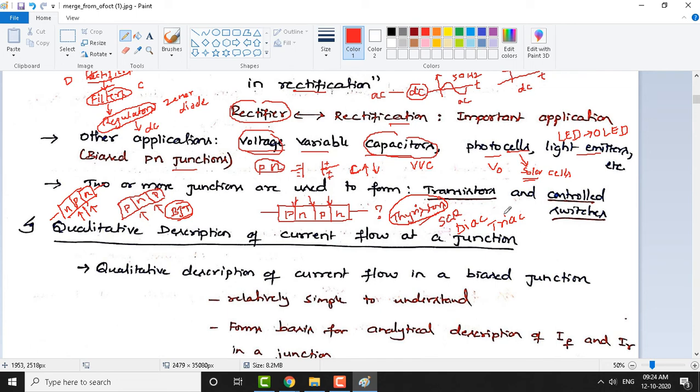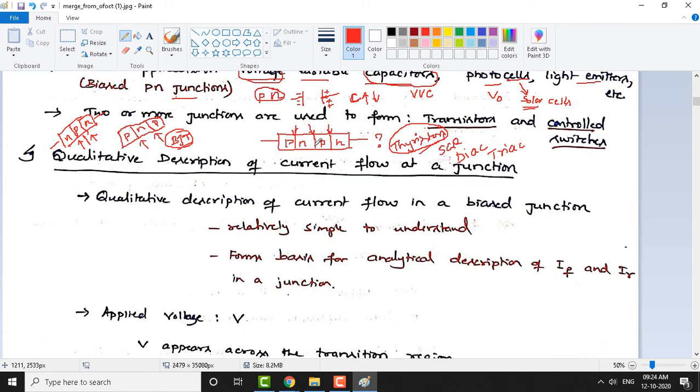Okay. So these are the devices which have got 3 junctions and 4 regions. There can be even NP also. Okay, and will you study this? The characteristics, the working principle, everything in power electronics. Okay, so these devices are an extension of the diode itself.